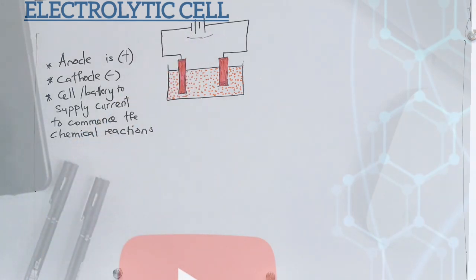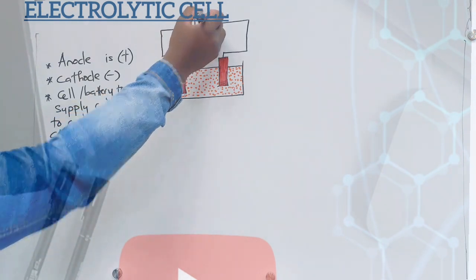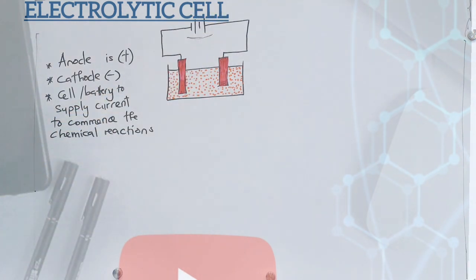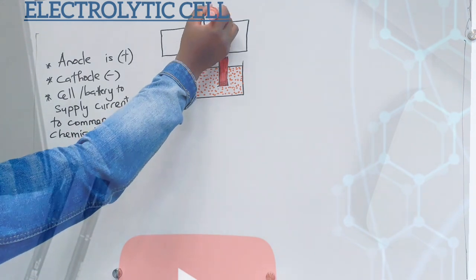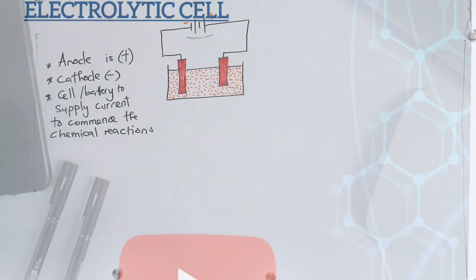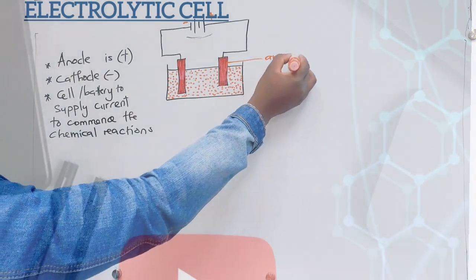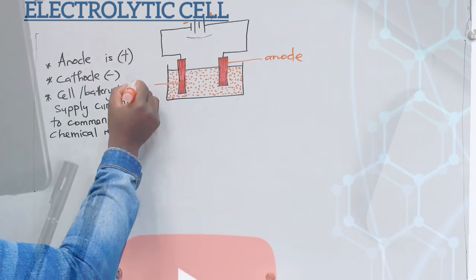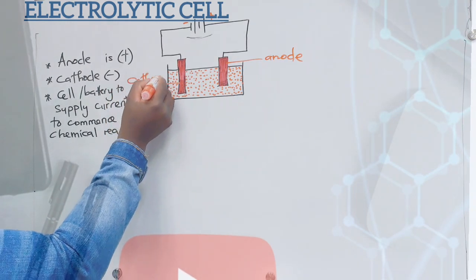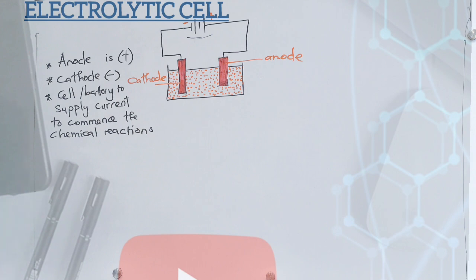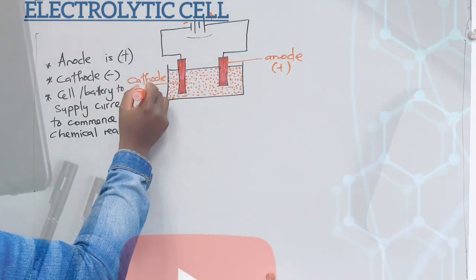This is our cell or a battery. Which one is the anode and which one is the cathode is determined by the terminal of the cell. The longer stick represents the positive terminal of the battery. So this is positive. The shorter one is the negative. As we say that anode is the positive, this is our anode. Then this is our cathode. These are electrons. And anode is positive, this is negative.